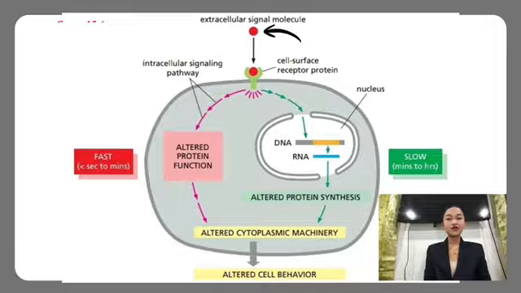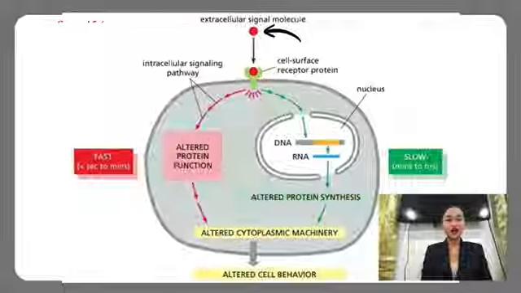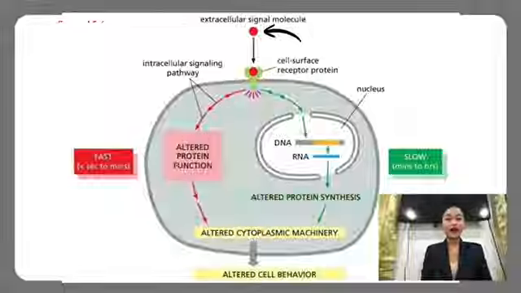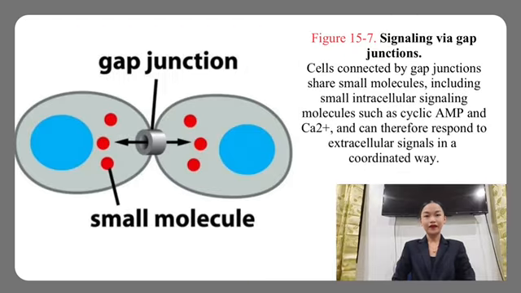Both fast and slow responses lead to altered cytoplasmic machinery, and finally altered cell behavior. For example, slow responses lead to cell growth and cell division. In summary, extracellular signals can act rapidly by changing existing proteins or slowly by making new ones. Both are helping the cell adjust its behavior based on what's happening around.